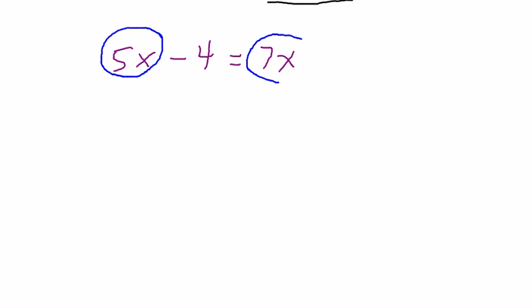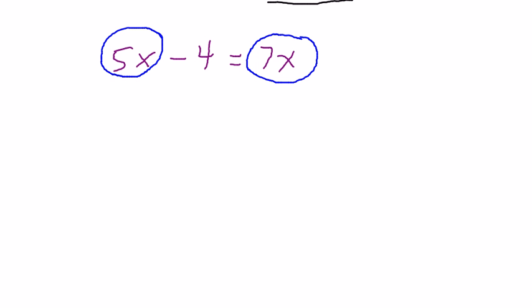Now, what if I gave you a slightly different example that looks like this? Let's see, 5x minus 4 equals 7x. Now, right off the bat, you might notice something a little different about this equation, and that's the fact that I have like terms on the left side of the equation as well as the right side of the equation, right? Like terms, once again, are terms that have the same variable.